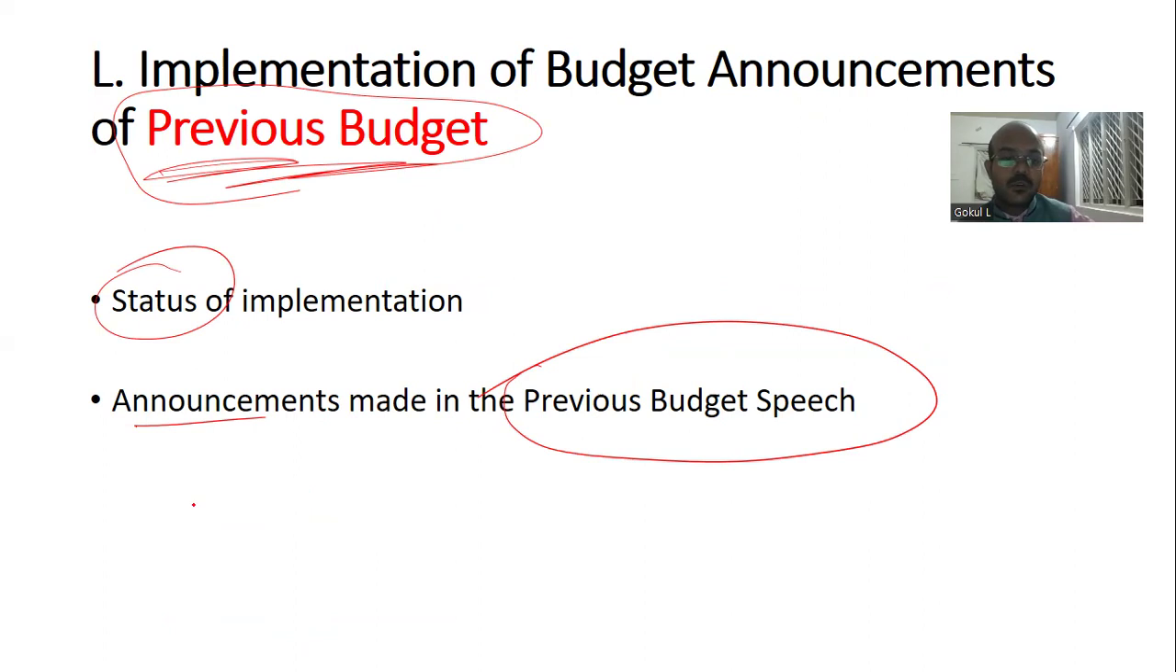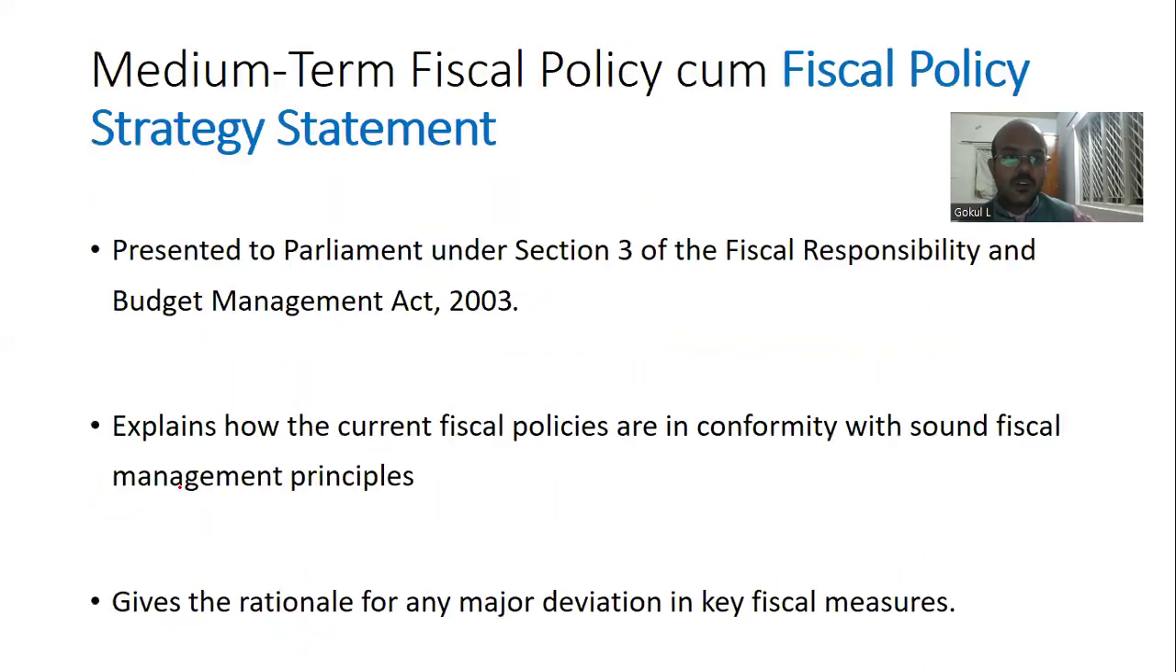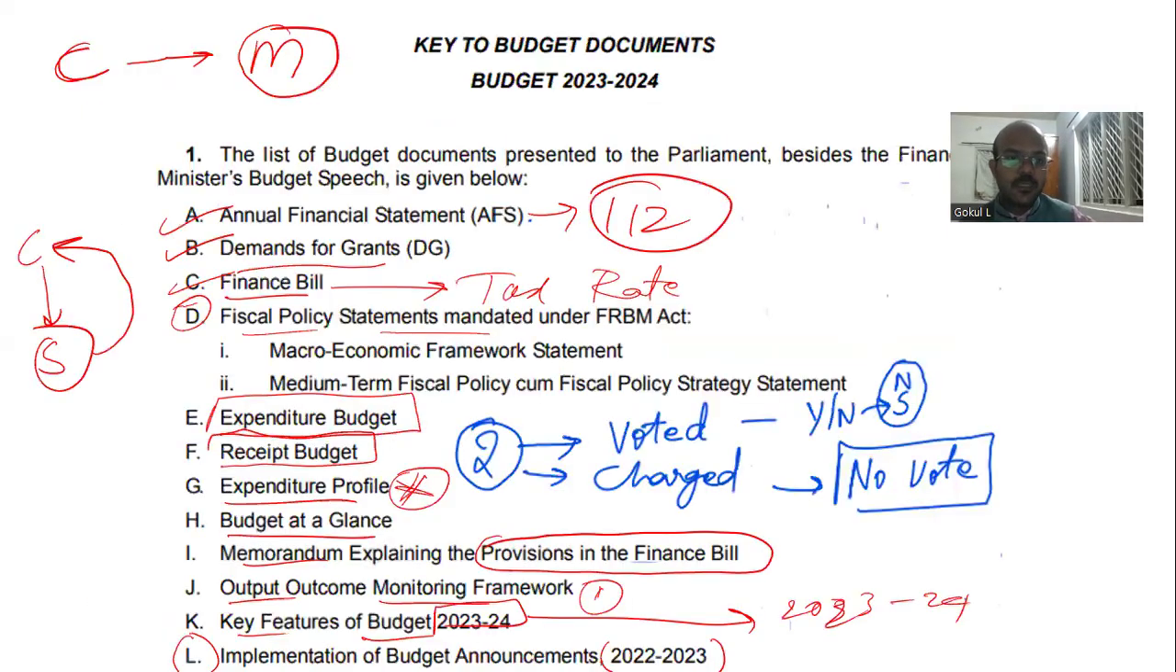So concluding, we discussed the key budget documents and what are the documents that we have. As you can see, these are the documents that we have. In that, A, B, C, D are very important 4 documents. Apart from that, E to L are all supportive documents. Okay, and one point you have to keep in your mind is that there are 2 types of demand for grants: voted and charged. Okay, so fine. I hope you got the clarity about budget documents.